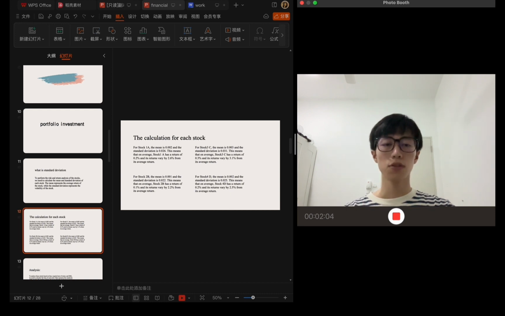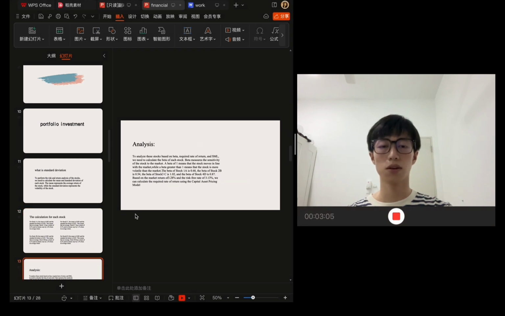each portfolio. For the two-stock portfolio, we can combine any two stocks. For example, if we combine stock 1A and stock 2B, the expected return is 0.003 and the standard deviation is 0.021. And for the three-stock portfolio, we can combine any three stocks. For example, if we combine stock 1A, stock 2B, and stock 3C, the expected return is 0.006 and the standard deviation is 0.042. For the four-stock portfolio, we can combine all four stocks, and the expected return is 0.008 and the standard deviation is 0.67.